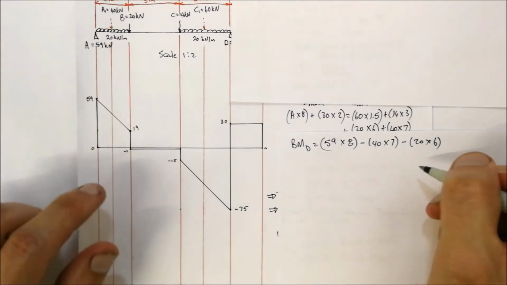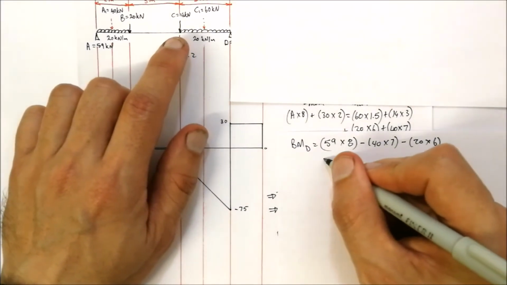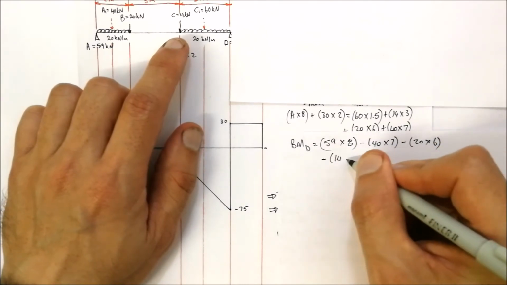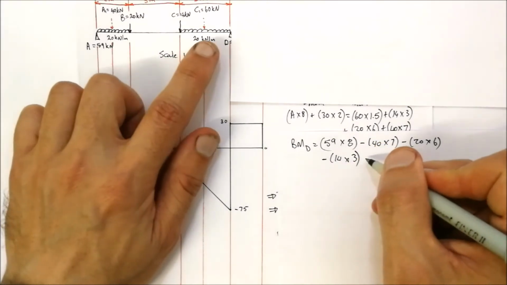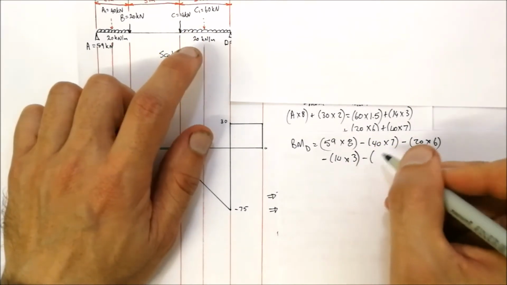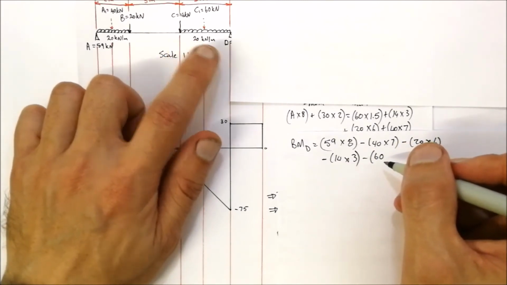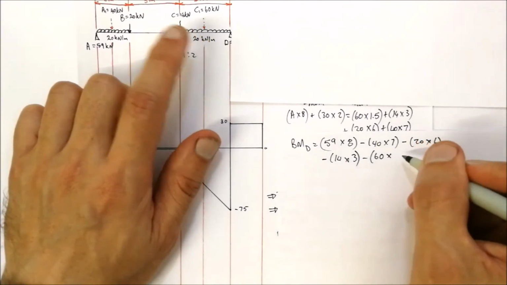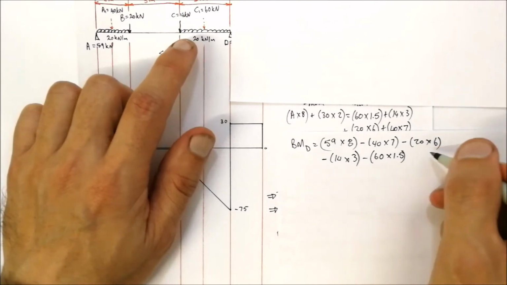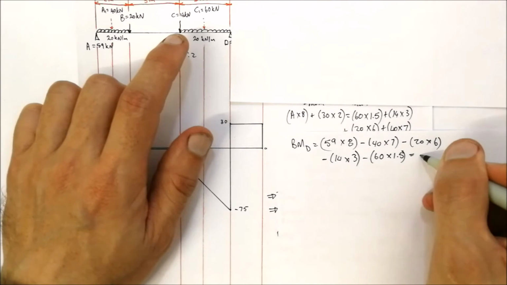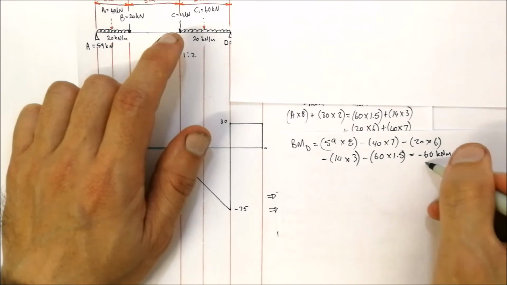Right, then we've got the 14 kilonewtons for C. So that is minus 14 kilonewtons multiplied by the distance from C to D, which is 3 meters. Then we've got C1, which is 60 kilonewtons. The distance from C1 to D is 1.5 meters, half of 3 meters over there. We do this calculation and we find that's equal to negative 60 kilonewton meter.